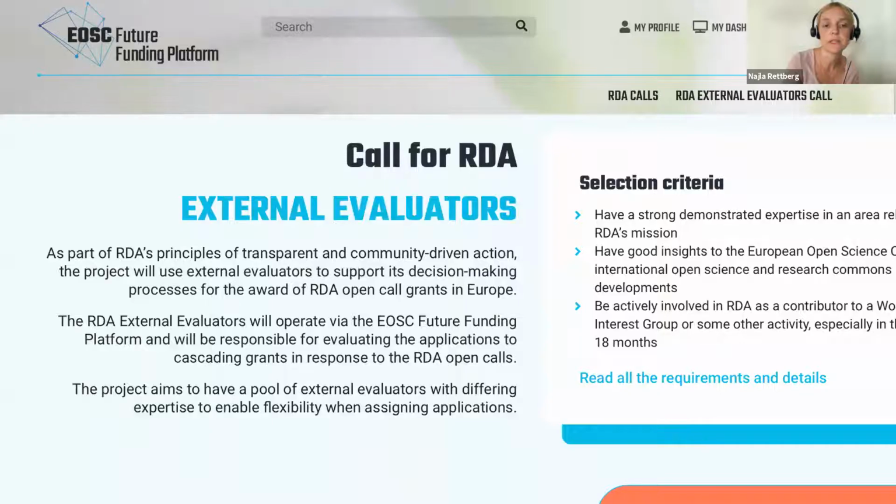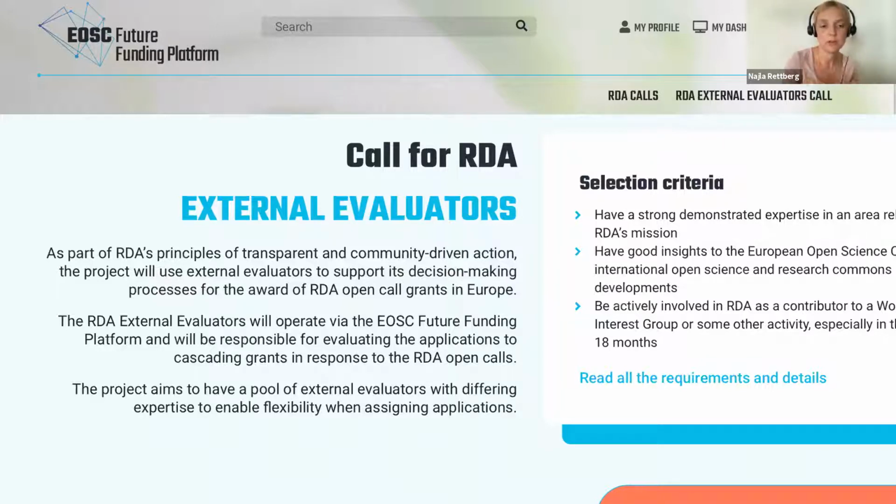One of the first calls we've had was for external evaluators. So this is a unique call in the sense this is ongoing throughout the whole of the EOSC Future project. And the idea here is to have a pool of experts that we can draw on to evaluate each of the calls in an intensive way, but to have really the experts in domains and disciplines.